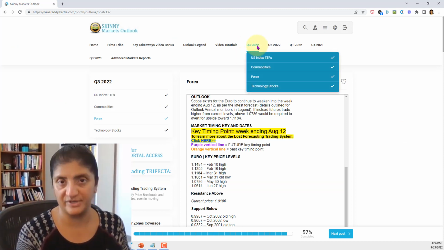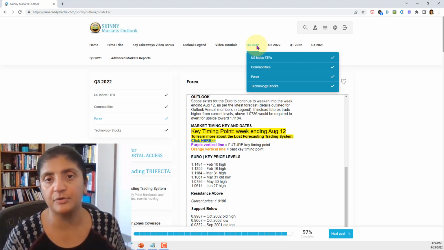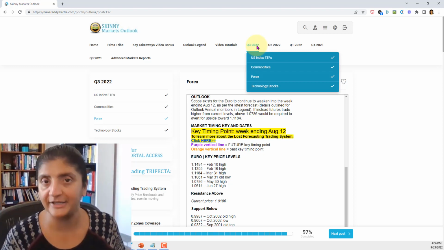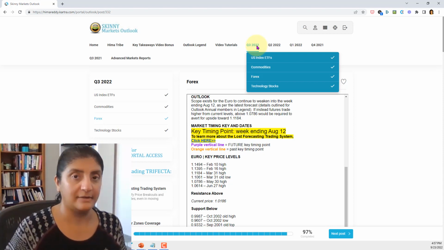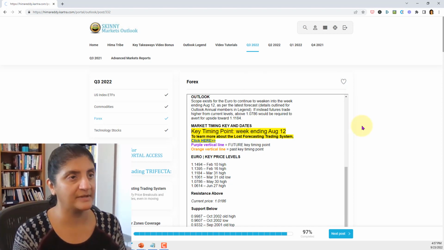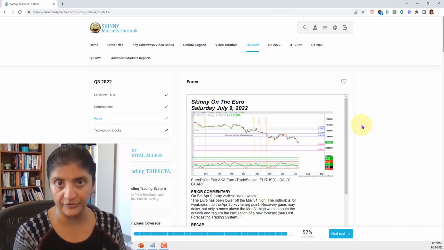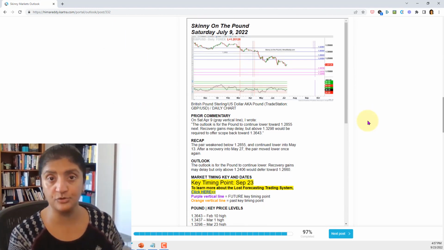So here's Q3 2022. So I worked on these reports on Saturday, July 9th. So they were reflecting price action as of Friday, July 8th, and traders got them by Sunday, July 10th. Now let me show you. There's 4 categories, all right? And Forex is one of them. So in the Forex category here, I start with the euro, but let me fast forward, take you down to the pound report.